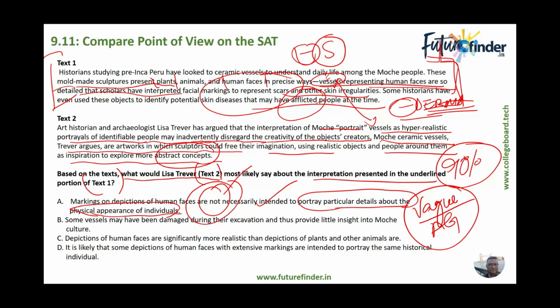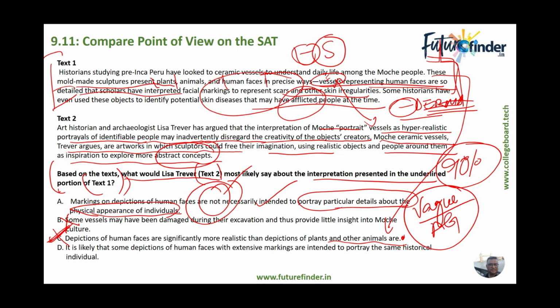Some vessels may have been damaged during the excavation, thus provide little insight. This has got nothing to do with the point of view of Lisa Trevor and the point of view of text 1. So I'm quite sure that this can be eliminated immediately. The depictions of human faces are significantly more realistic than the depiction of plants and other animals are. Though it has not been mentioned very explicitly in the text, probably this is true, but that has got nothing to do with comparing the points of view of Lisa Trevor and the first one.